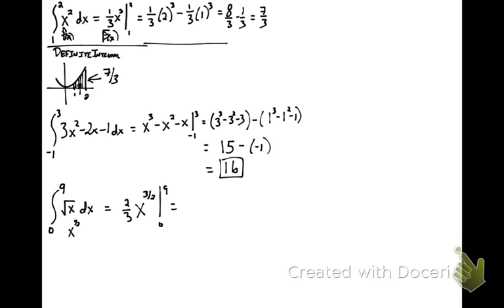So it's always the upper limit minus the lower limit. Something to the 3/2 means the square root of that number cubed. So the square root of 9 is 3, and 3 cubed is 27, and 27 times 2/3 is 18. So when I substitute in 9, I get 18. When I substitute in 0, I get 0. So my answer is just 18.